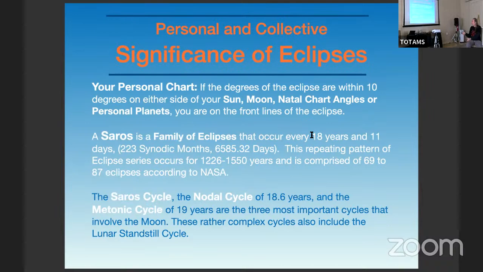The Saros cycle, the nodal cycle of 18.6 years, and the metonic cycle of 19 years are the three most important cycles that involve the moon. These rather complex cycles also include the lunar standstill season.